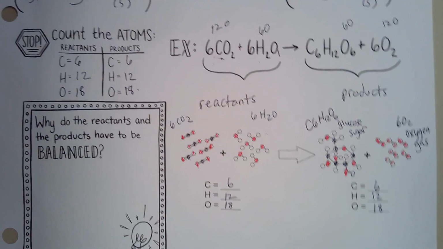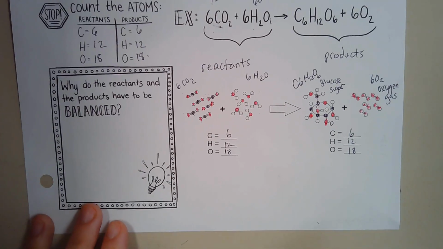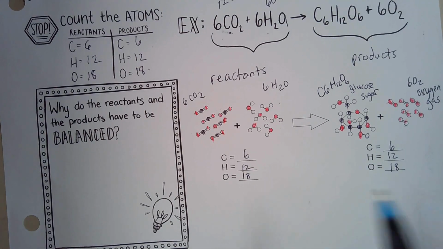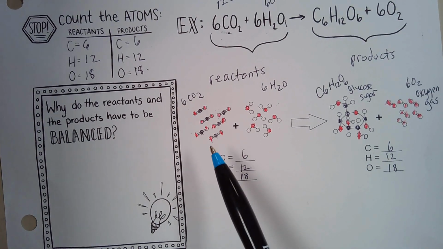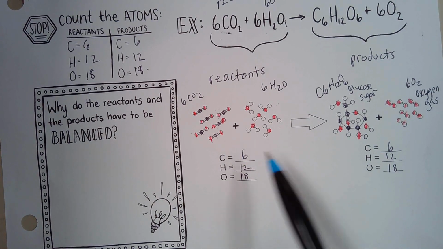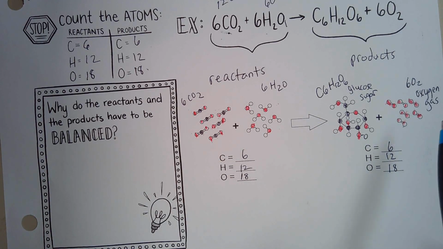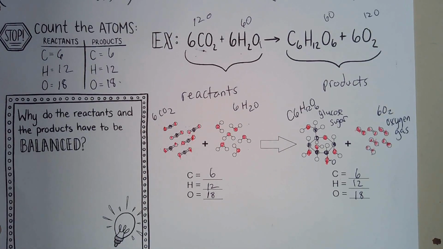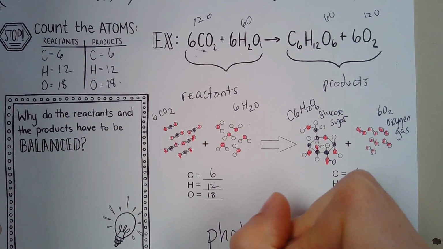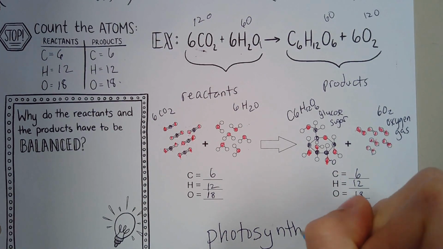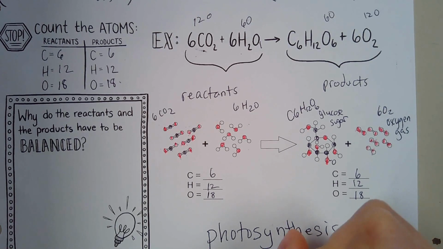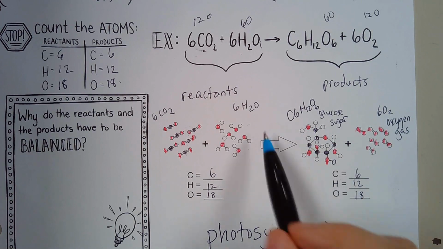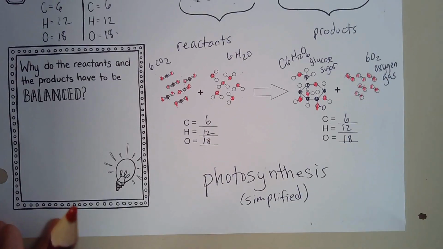Okay, let's see if you guys know what this reaction is. We start with carbon dioxide, what you exhale, and water, and it reacts to make sugar and oxygen gas. You've actually seen this reaction before if you had my class last year. This is photosynthesis, simplified. There are actually a lot of steps in between here, but you guys get the point, right?